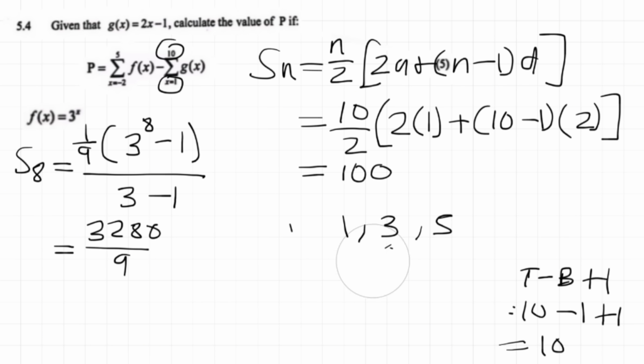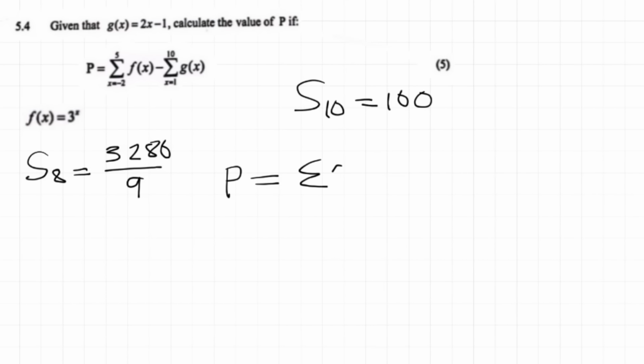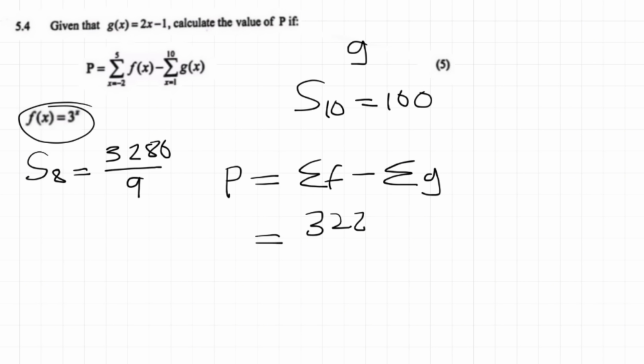So now that we have found all those sums, it's time to find the value of p. P is equal to the sum of f minus the sum of g. This is the sum of g, and this is the sum of f, as you can see right now. So this one gives us 32 divided by 9, minus 100. If you plug this in a calculator, we're going to get 20.